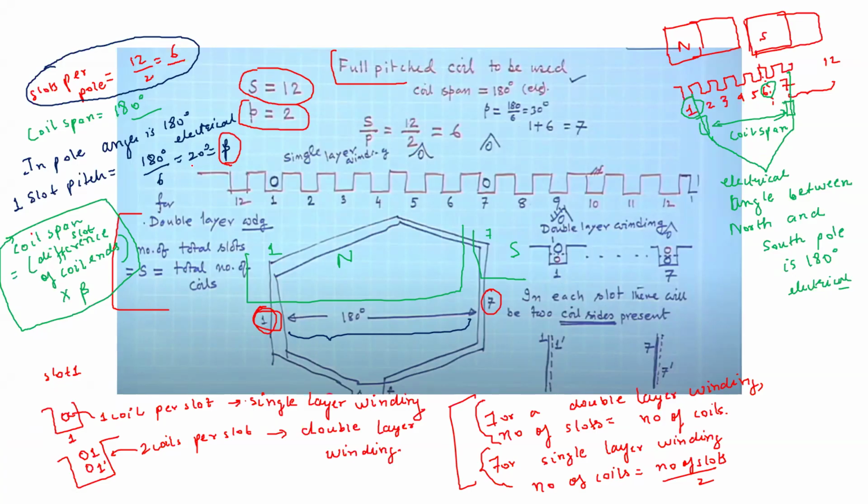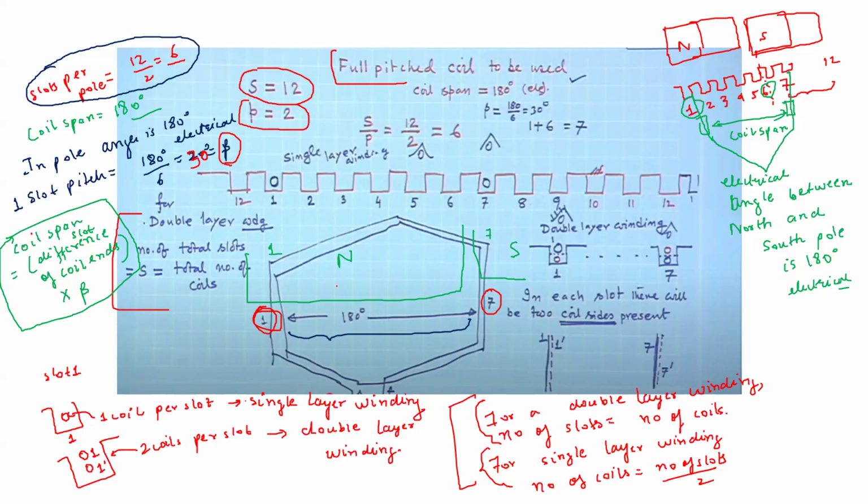Coming back here, as I was saying, this is slots per pole, so slots per pole is 6, and 180 degrees divided by 6 is 30 degrees. So this beta is 30. If instead of keeping it at 7 it is kept at 6, then 6 minus 1 is 5, and 5 into 30 will give you 150 degrees. In this way the coil span will differ depending on which slots the coil ends are placed in.